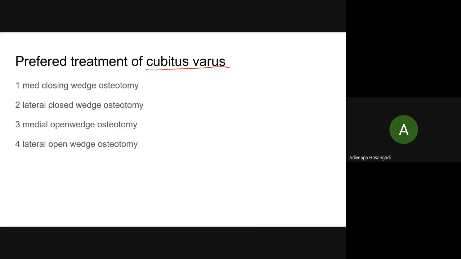So, what is the preferred treatment of cubitus varus? Lateral closed wedge osteotomy. Very good. What is open wedge or closed wedge? The lateral closed wedge osteotomy is also called modified French osteotomy. I'll show you one picture.